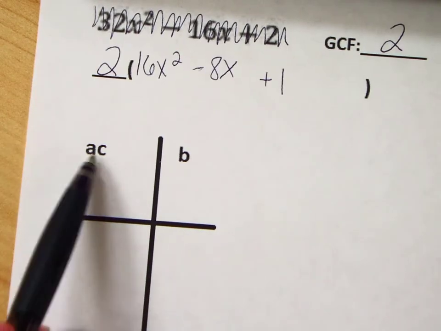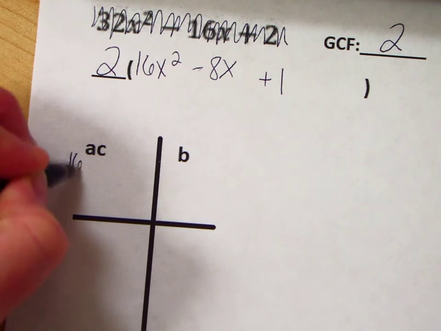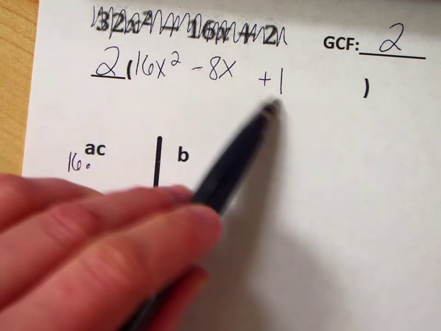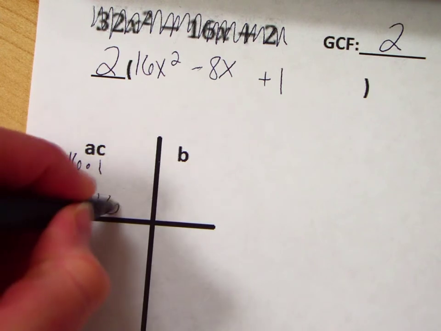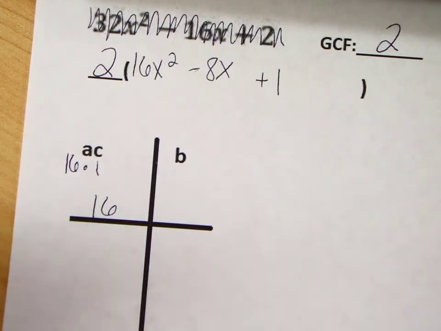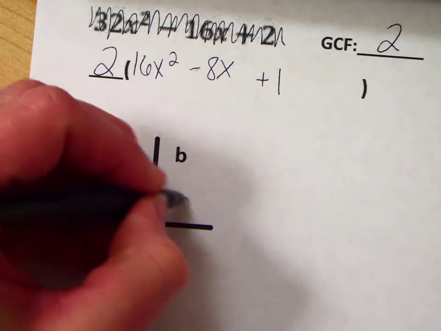Then you identify your a and your c. That's the first number in your trinomial, 16, times the last number, c, in your trinomial, positive 1. In this one it's kind of easy: 16 times 1 is just 16. It won't always be times 1. It might be something else. And then you identify the b value, which is the middle value of negative 8.